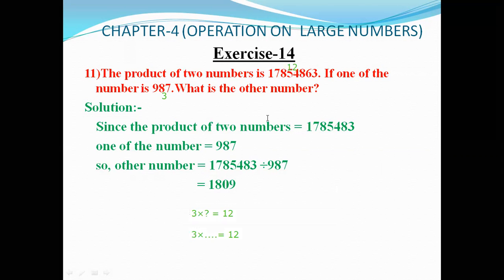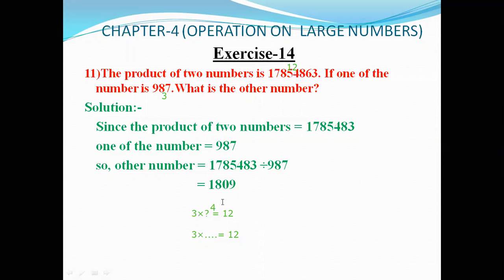Similarly, how can we solve this type of question? Here we see 3 multiplied by the second number, first number into second number. The product of these numbers is 12. And which number comes here? When we multiply 3 by 1, we get 3, not 12. 3 times 2 is 6, not 12. 3 times 3 is 9, not 12. 3 times 4 is 12. When we multiply 3 by 4, we get 12. So the number that comes here is 4.